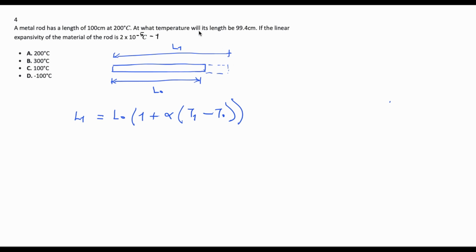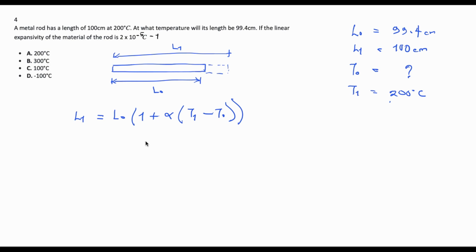So let's deal with our question. Now we're told that the metal rod is going from 100 centimeters to 99.4 centimeters. So here we can tell that L0, being the lower length, is going to be 99.4 centimeters. And L1, being the longer length, is going to be 100 centimeters. Now T0 is the temperature at 99.4, which is what we've been requested to find. So we're looking for T0. And T1 is the temperature at L1, which we've been told is 200 degrees centigrade.